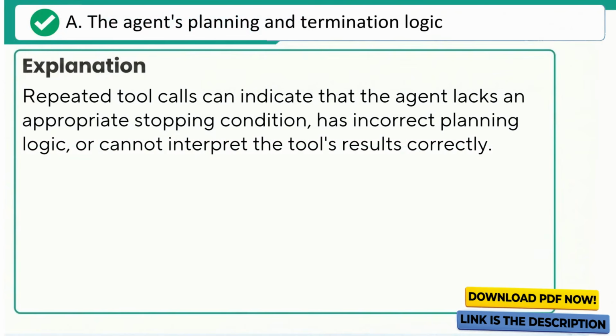Correct answer. A. The agent's planning and termination logic. Explanation. Repeated tool calls can indicate that the agent lacks an appropriate stopping condition, has incorrect planning logic, or cannot interpret the tool's results correctly.